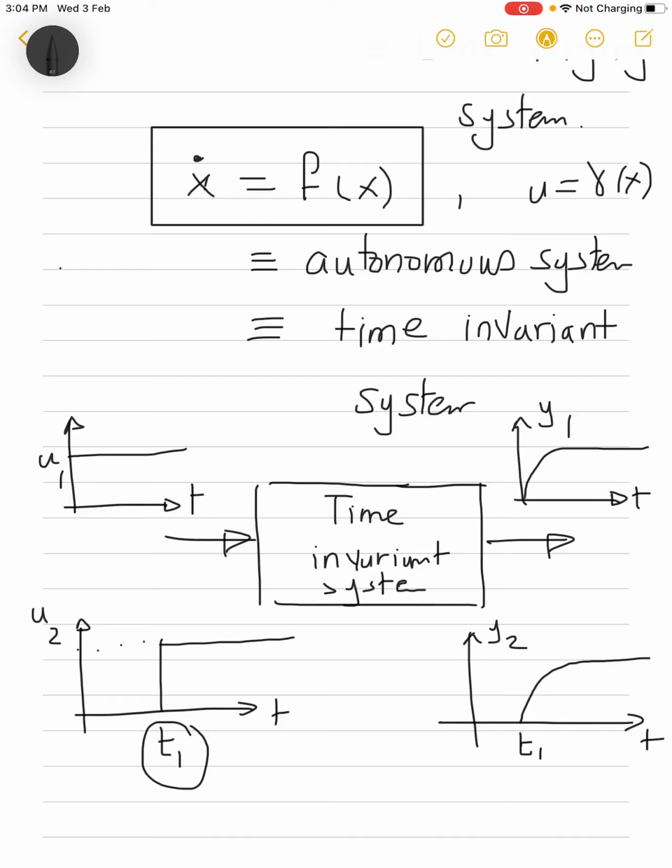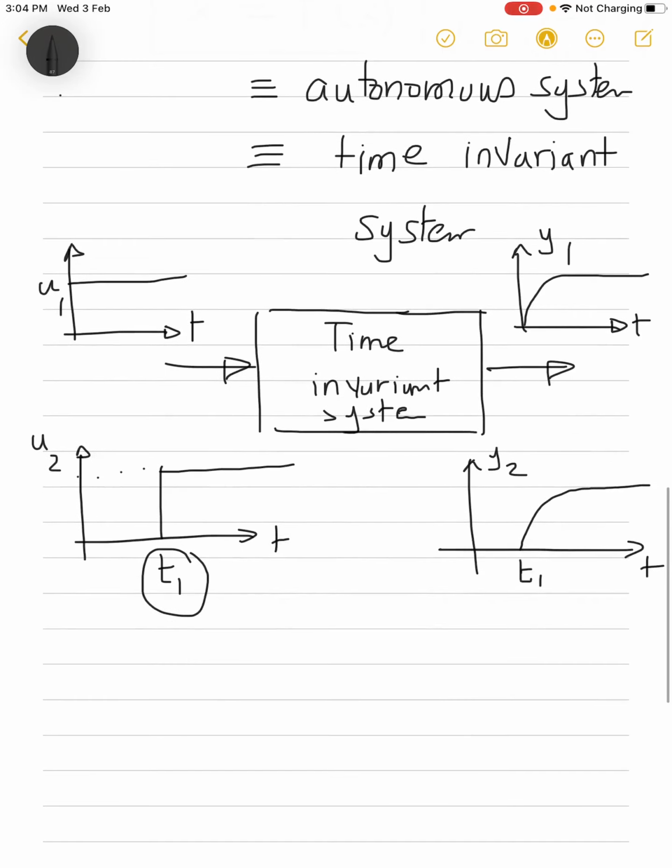So a time invariant system is basically a system where the parameters and the dynamical equation of the system do not change over time. However, of course, the state variables of the system will respond to the different external and internal inputs that are applied to the system.